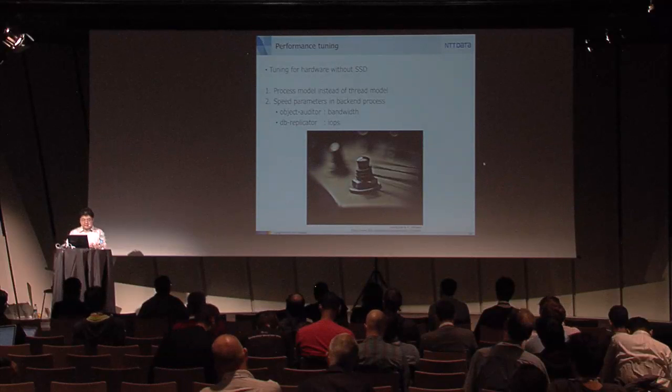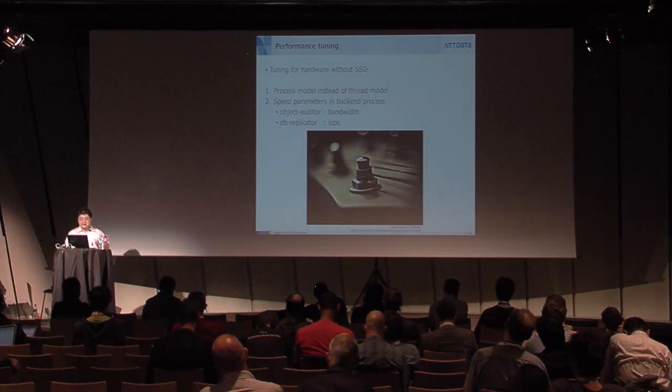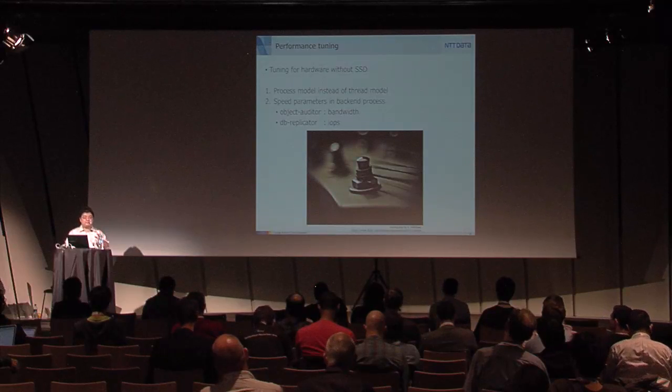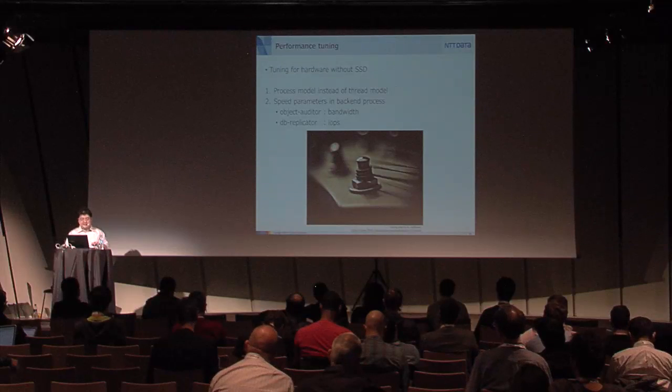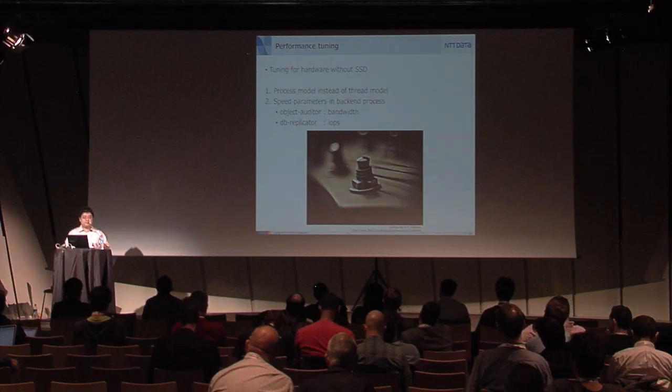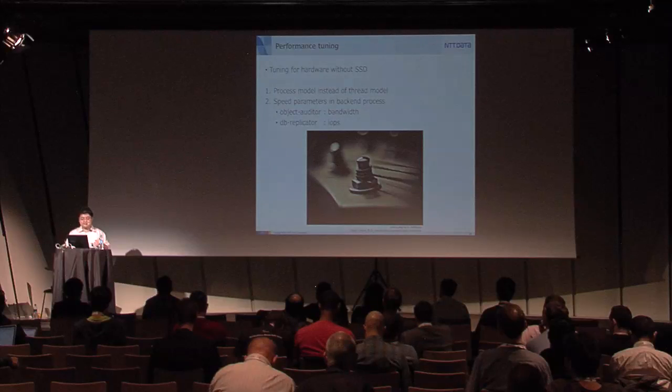So we checked all backend processes and their resource consumption. As a result, there are two dominant resource consumers. The first one is the object auditor, which mainly consumes the bandwidth of the disk I/O, and the other is the DB replicator, which mainly consumes the IOPS of disk devices. So we limited the speed of these resource-consuming processes to save resources for front-end processes to keep effective performance for client requests.